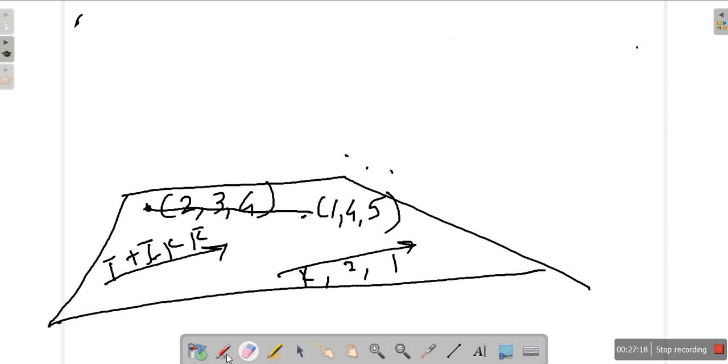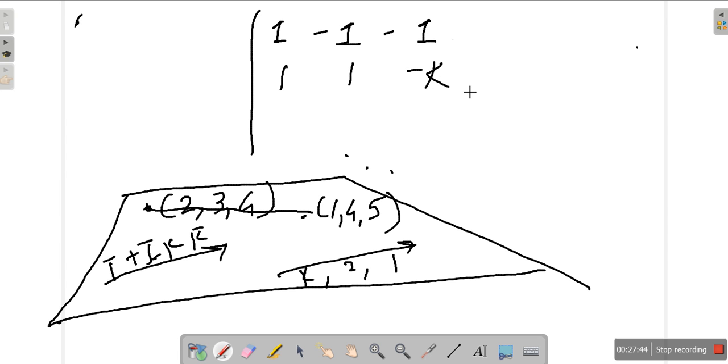First is this vector, obviously 2, 3, 4 and 1, 4, 5. So 2 minus 1, that is 1. 3 minus 4, minus 1, and 4 minus 5, which is minus 1. This is one vector. The second vector is i, j and minus k. So 1, 1 and minus k.